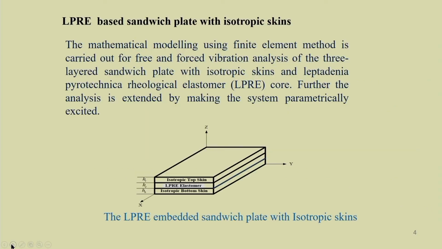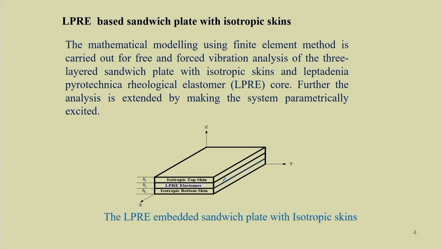So, in this Calotropis procera based elastomer core, this is the core layer in this plate. The top isotropic and bottom isotropic plates are there. You may replace this top and bottom skin by many different materials, for example, you may use composite material or functionally graded material also. The basic formulation will remain the same, but a different type of matrix will be used in the formulation, or their elastic properties will be different.